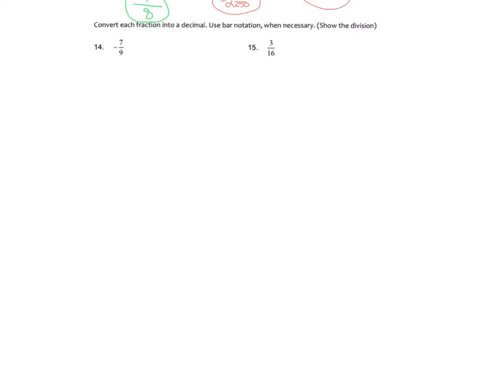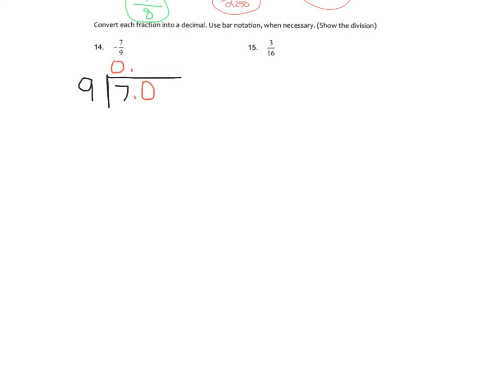Okie dokie, now we're going to change fractions into decimals. Use bar notation when necessary, so whenever it's a repeating decimal, that's when you use bar notation. Let's start off with number 14. So 7 goes on the inside, 9 goes on the outside. 9 cannot go into 7. So you have to add a decimal and a 0.